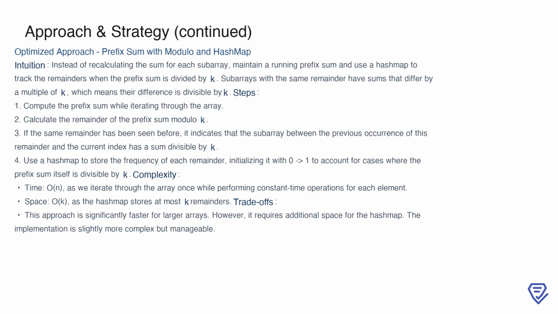To implement this, we iterate through the array to compute the prefix sum, calculate its remainder modulo k, and check if the same remainder has been seen before. If it has, it indicates a valid subarray. The hash map tracks the frequency of each remainder, and we initialize it with 0 mapped to 1 to handle cases where the prefix sum itself is divisible by k. This method has a time complexity of n, since the array is traversed only once, and a space complexity of k, due to the storage of remainders in the hash map. While it's slightly more complex to implement, it's far more efficient for larger arrays.